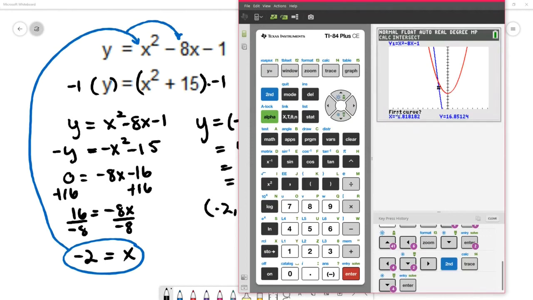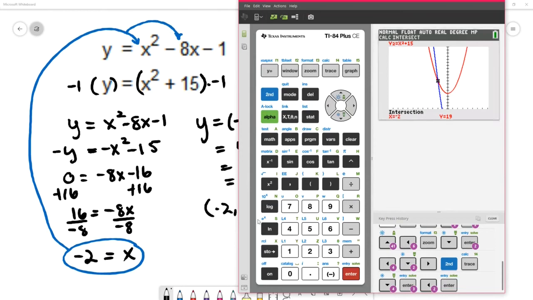And it's asking me for the first curve. Right now you can see my cursor's blinking on the blue curve, so I'm going to hit enter. Now my cursor's blinking on the red curve, I'm going to hit enter. And then it asks me to guess. And I'm going to move my cursor closer to that intersection point, hit enter, and then the calculator actually tells me what the solution is, what that intersection point is.